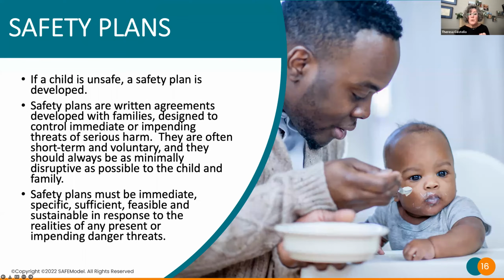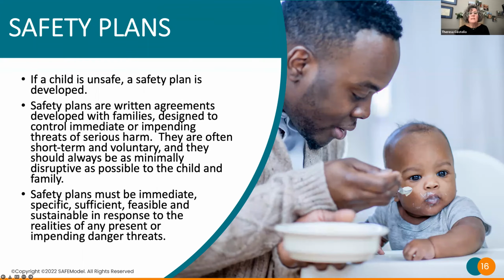Safety plans, in order to control an immediate threat that we've described, they have to be immediate. You can't be on a waiting list for something to happen. They have to be specific. We have to understand what the danger is that we're trying to control. They have to be sufficient. We've got to have enough. If it's supervision or it's separation of a parent from a child, we have to have a sufficient amount of that to fit the threat that we have.